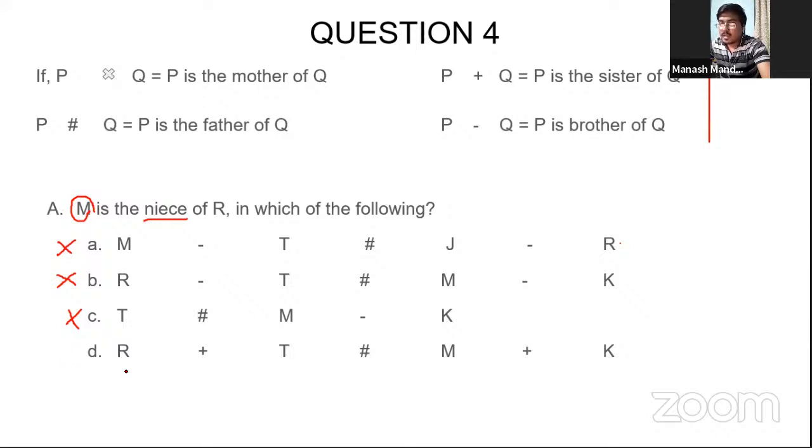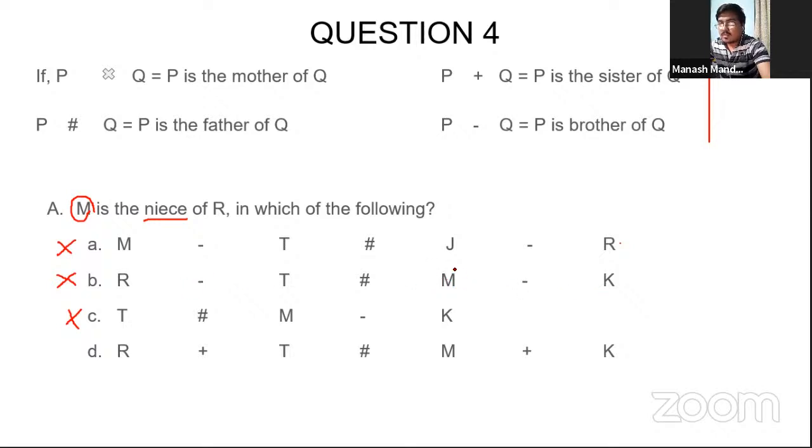Now we can also come directly to this D. How can we come directly to this? We can just see the symbol after R. So before this, see this: here R is becoming the uncle. So obviously, definitely not. This won't be the answer. See here, R is becoming the brother, and we know R cannot be the brother.